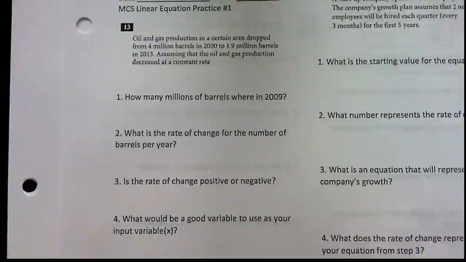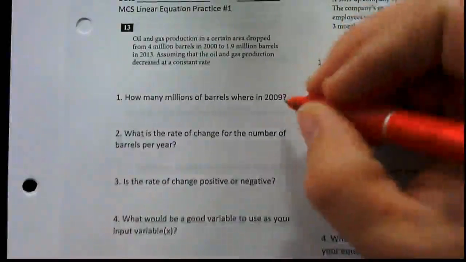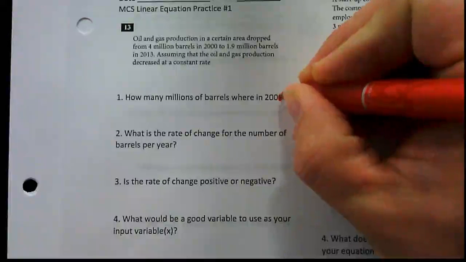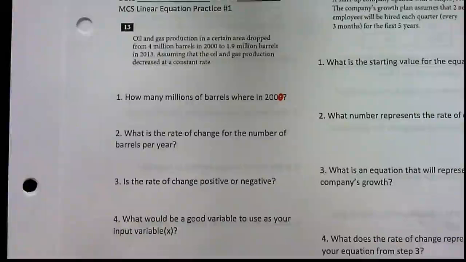So, I think I made a typo. Hold on. How many millions of barrels are there in? That is a typo. Sorry. I need to double check. Change that to a 0 for me. My bad. That was a typo. Hopefully that's the only typo on this whole worksheet. All right. How many millions of barrels were there in 2000?